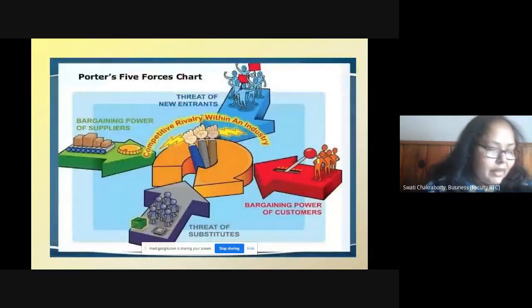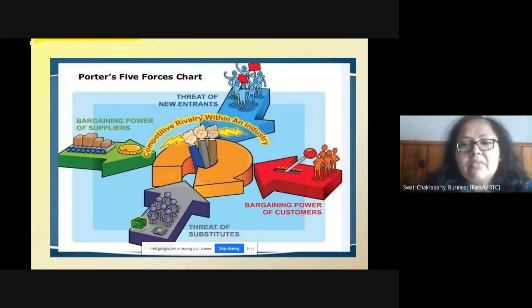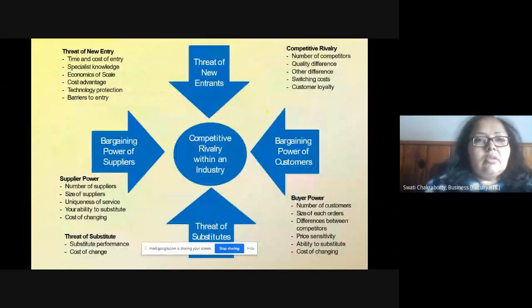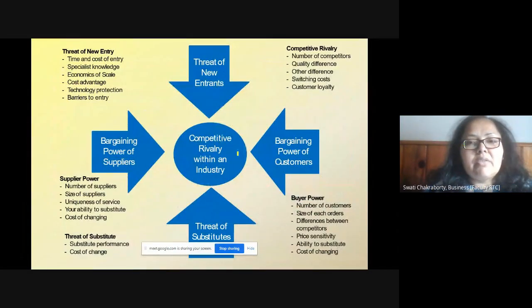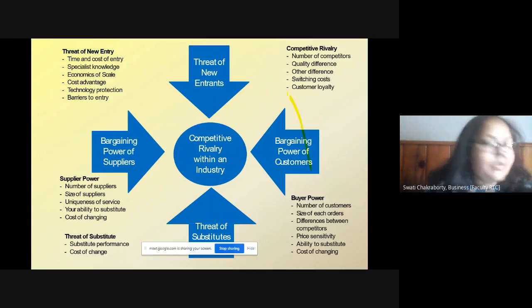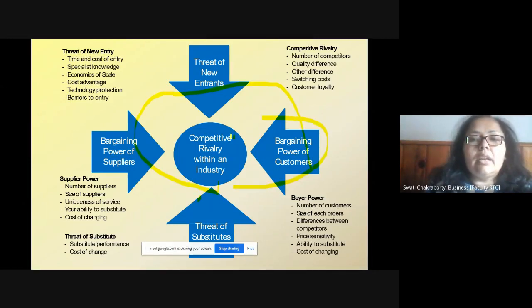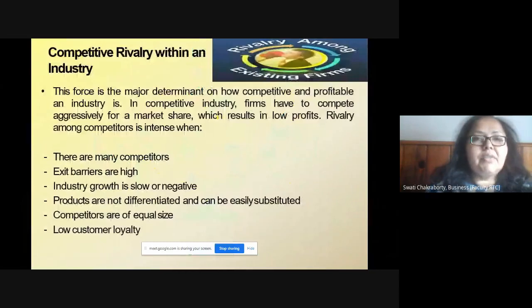Right. So these are the five factors that we have. The competitive rivalry in an industry is determined by the threat of new entrants, bargaining power of suppliers, threat of substitutes, and the bargaining power of customers. So these are the five: 1, 2, 3, 4, and 5, right? Let's go into a little detail on these factors.